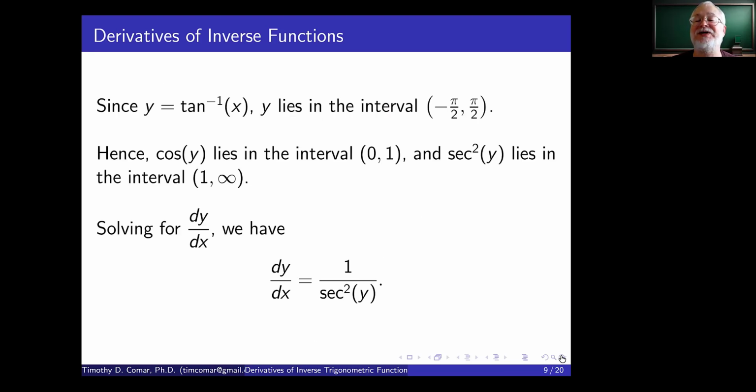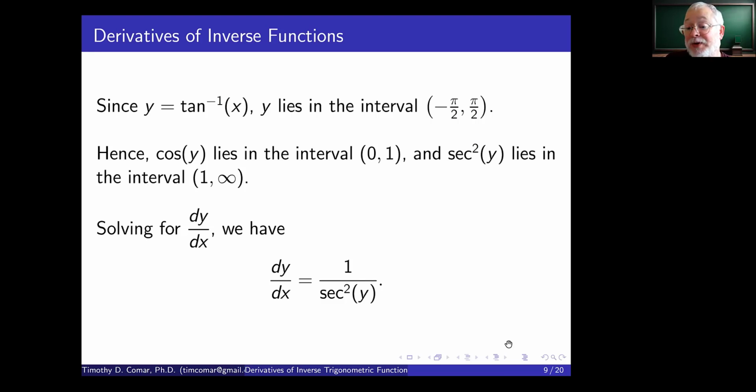And yes, secant squared is going to be positive wherever it's defined. And just to take a quick review here of what's happening with the trigonometry, if y is arctangent of x, the y values here are going to lie in the interval from -pi/2 to pi/2, which tells us that our cosines of y's are going to lie in the interval from 0 to 1. So the secant squared values are going to lie in the interval from 1 to infinity. So if we solve for dy dx, we're going to get 1 over secant squared y.